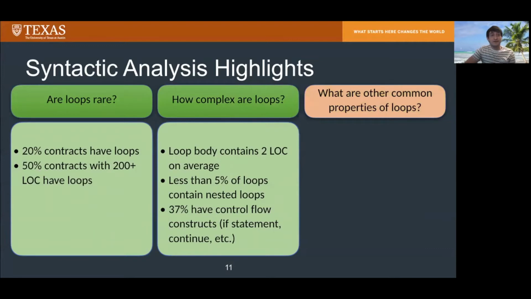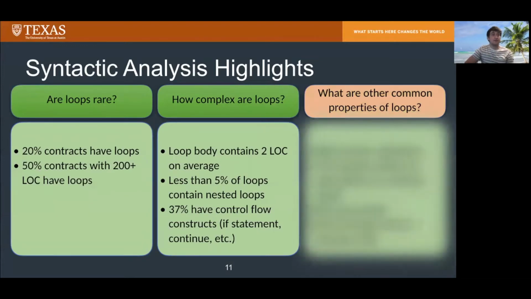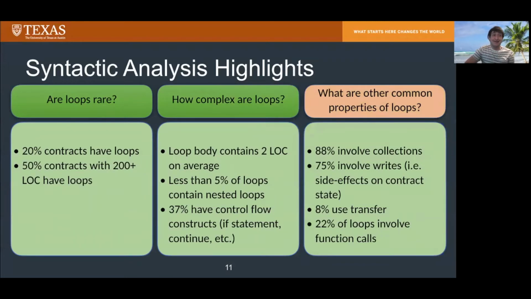And finally, what are some other common syntactic properties of loops? Well, first, the vast majority, 88%, of loops involve a collection. Second, 3/4 of loops involve writes, that is, side effects on the contract state. Loops without writes include loops with things like requires, events, and transfers. Which brings us to the next point that 8% of loops involve a transfer, which sends money from one address to another. Finally, 22% of loops involve function calls, excluding safe math calls and built-in function calls like transfer. This finding indicates that inter-procedural analysis is not necessary for the majority of smart contract loops.